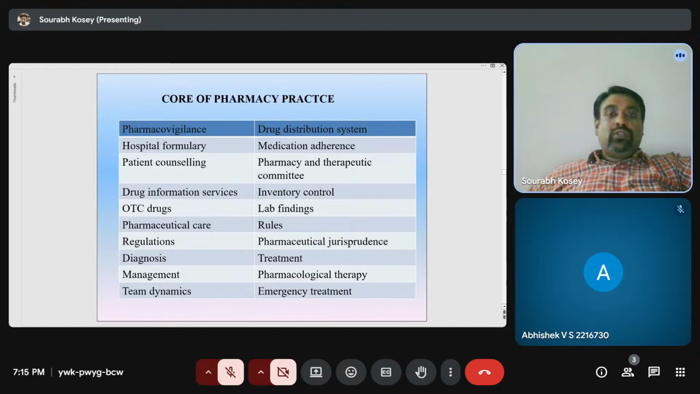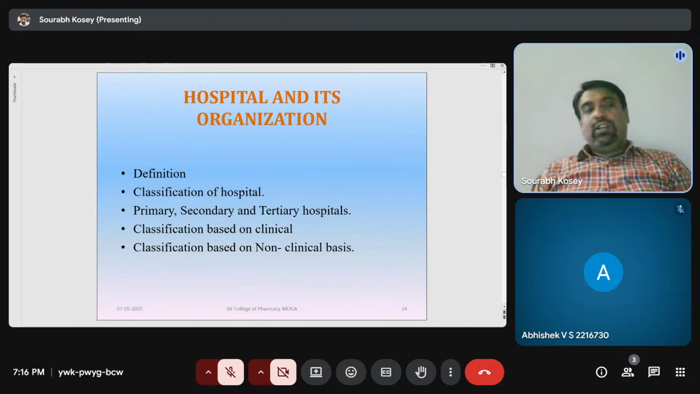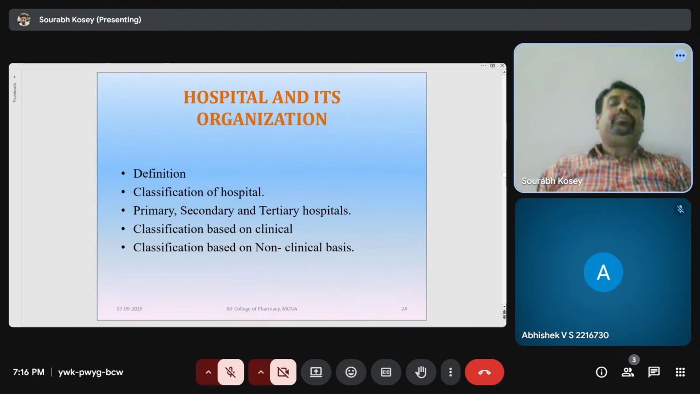And what are the rules for food? What are the rules for taking medicines, like before food or after food, or how much time it takes to become therapeutically effective in the body? Like digoxin is taken every 36 to 40 hours, so in a week you can take 5 digoxin tablets. Then pharmaceutical jurisprudence, like narcotic and psychotropic substances and the Magic Remedies Act. There are various rules and laws concerning this. Treatment, pharmacological therapy, emergency treatment.